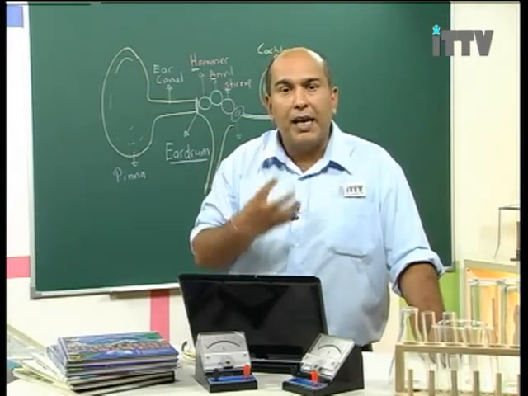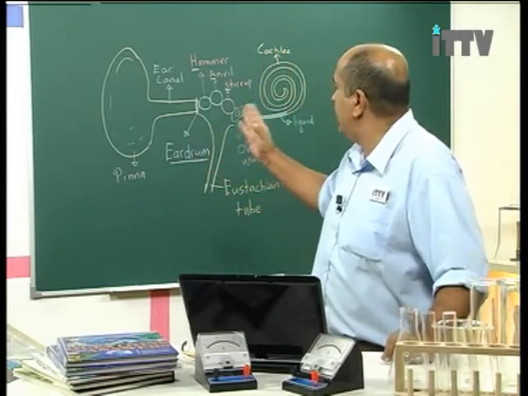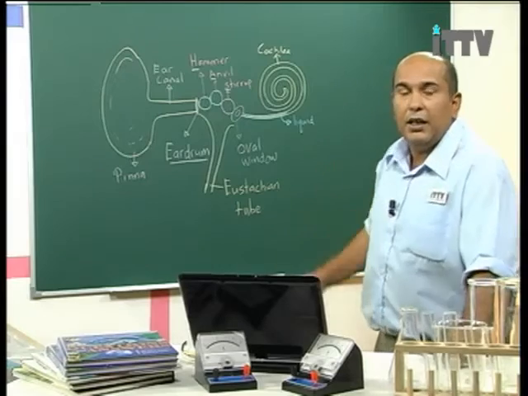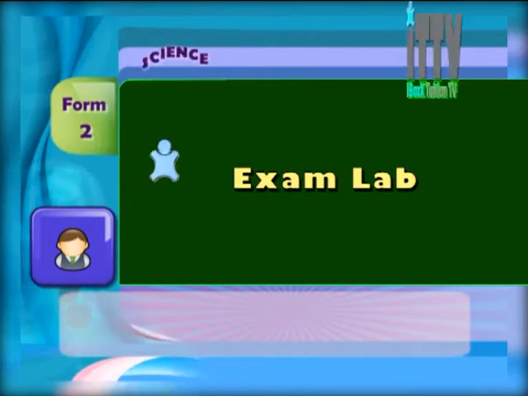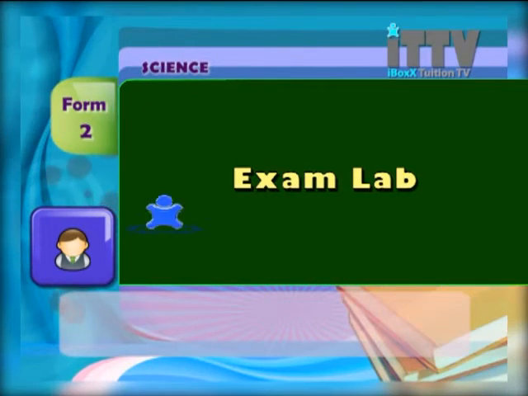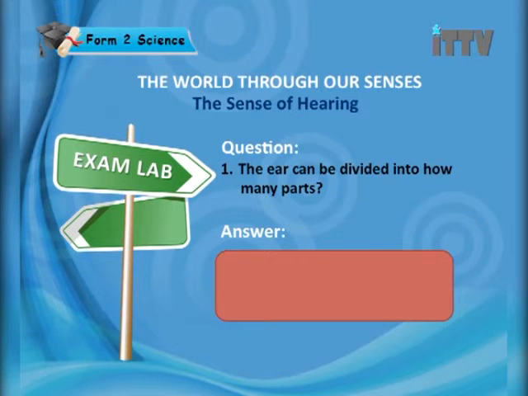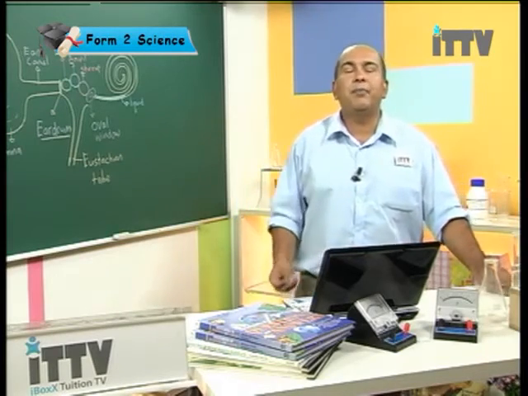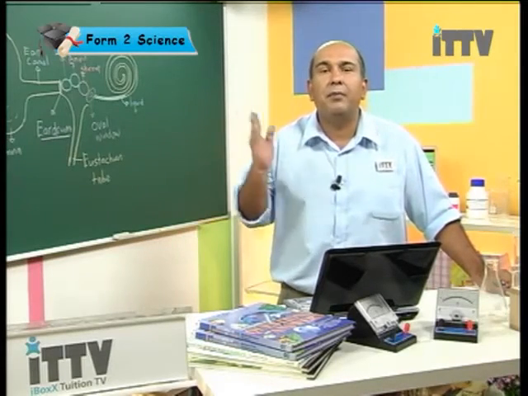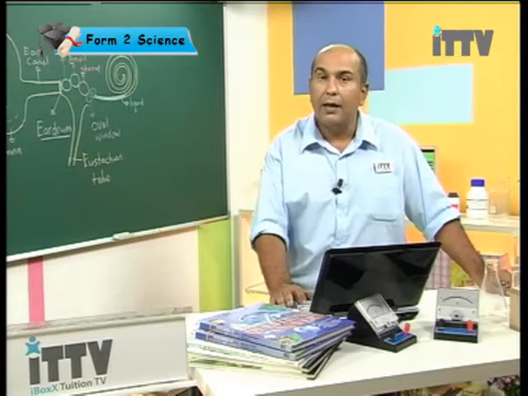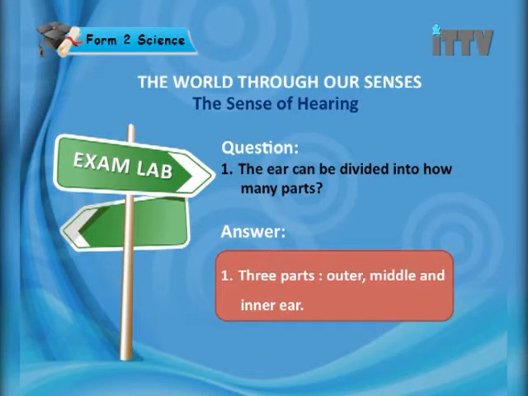Right, now we've gone through the main parts of the ear, the outer ear, middle ear, and inner ear. Let's try one or two questions on what we've learned so far now. The ear can be divided into how many parts? We've just gone over this. How many parts are there for the ear? Not the different bits and pieces, just how many main parts are there? Let's have a look at the answer. 3 parts: outer, middle, and inner ear.